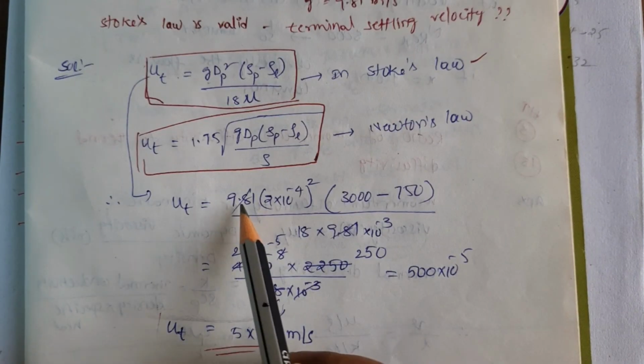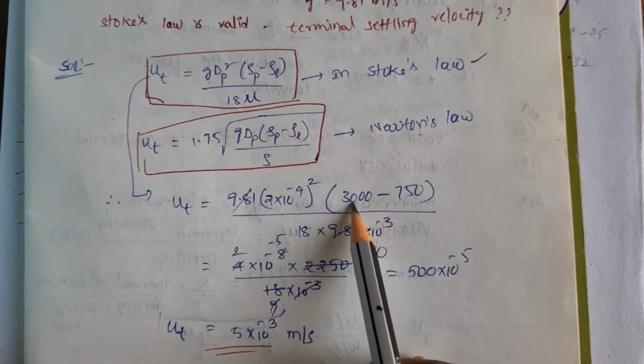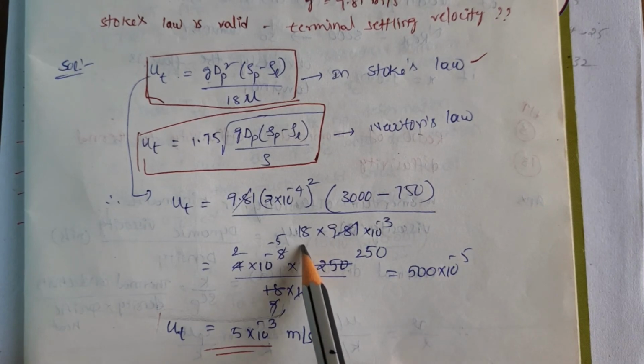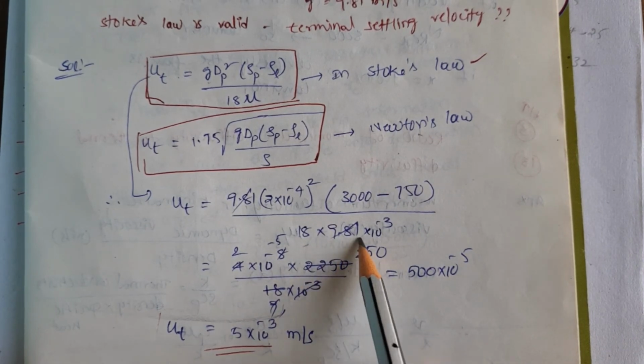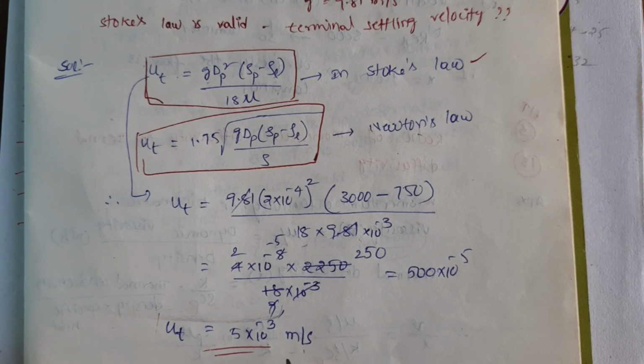So by substituting the g value, the diameter value, the density of the particle, the density of the fluid, 18, and the viscosity of the fluid, and simplifying and calculating, we will get ut equal to 5 × 10⁻³ meter per second. So this is the maximum attainable velocity of the particle, or the terminal settling velocity of the particle.